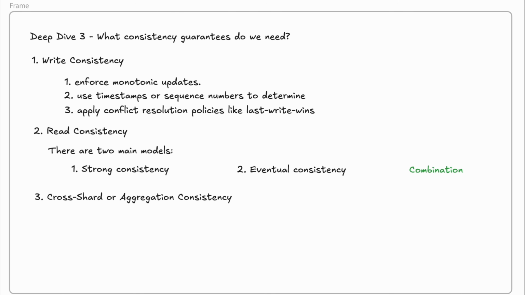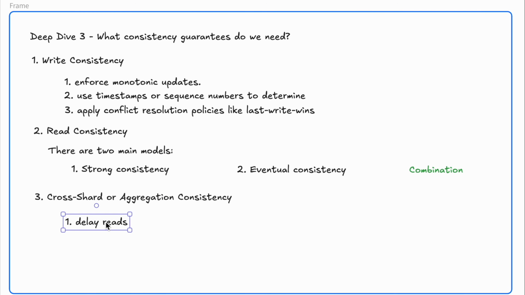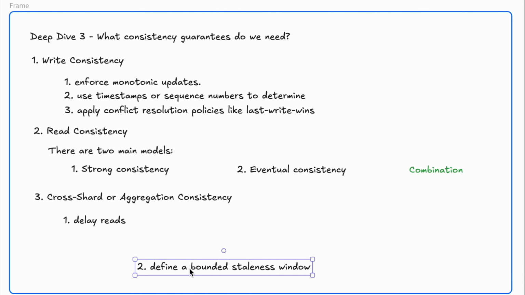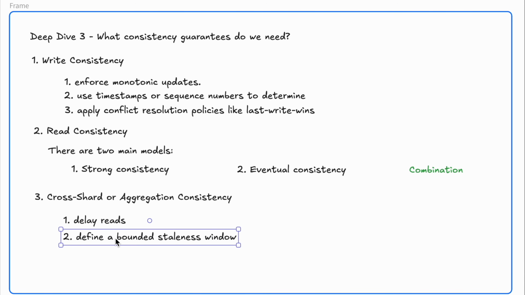Here are a few strategies to manage that. First, you can delay reads until all relevant partitions report their updates. This introduces latency but ensures correctness. Second, you can define a bounded staleness window. For example, this leaderboard is consistent within the last 1 minute. This gives users predictable expectations while giving the system time to synchronize.